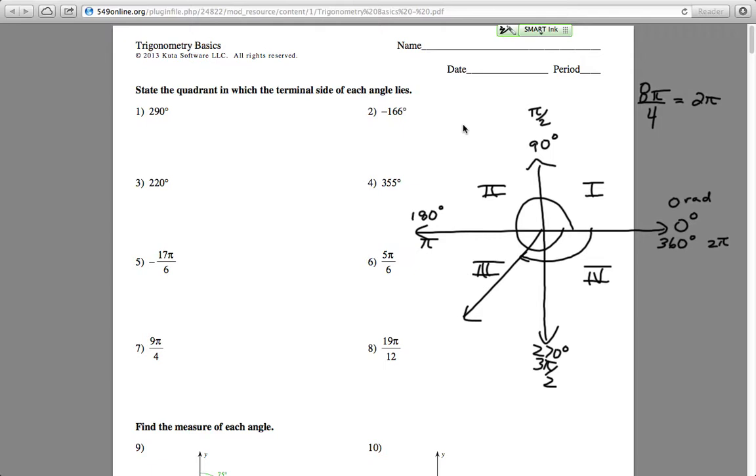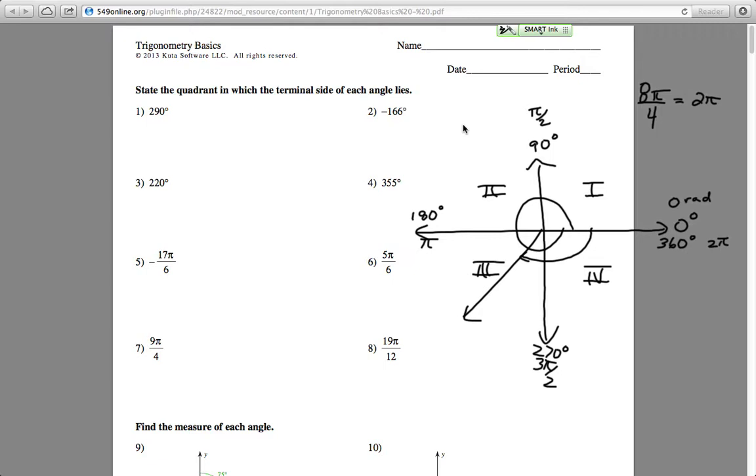19 pi over 12. If you don't know what pi over 12 is, what is pi, first of all? Pi is 180 in degrees. Somebody do 180 divided by 12. What is 180 divided by 12? 15. So pi over 12 is 15 degrees, so I'm counting by 15s. So I'm going to do 19 times 15 degrees. What's 19 times 15? What am I going to get? 285. So what quadrant is that in?